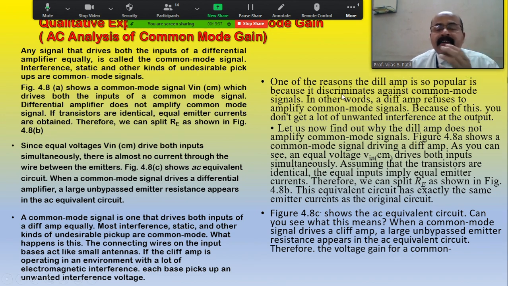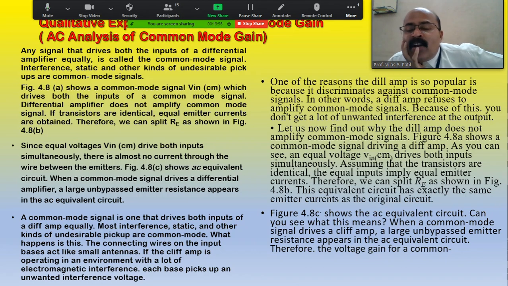One of the reasons the differential amplifier is so popular is because it discriminates against the common mode signal. In other words, the differential amplifier refuses to amplify the common mode signal, and because of this you don't get a lot of unwanted interference at the output.